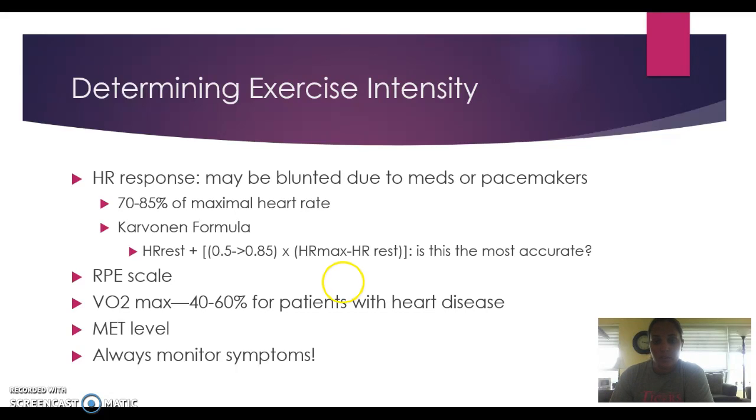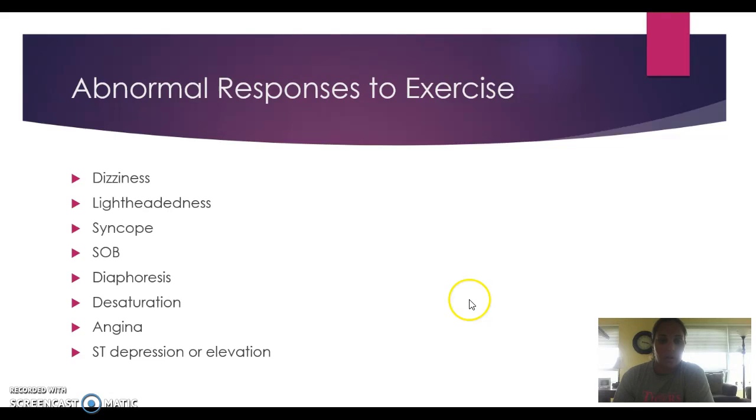Determining exercise intensity: heart rate response may be blunted due to meds or pacemakers. 70 to 85% of maximal heart rate. They give you this formula to figure out what the maximal heart rate is for yourself. The RPE scale, the VO2 max, 40 to 60% for patients with heart disease, MET level, and always monitor symptoms. Abnormal responses to exercise: dizziness, lightheadedness, syncope, short of breath, diaphoresis, desaturation, angina, ST depression or elevation.